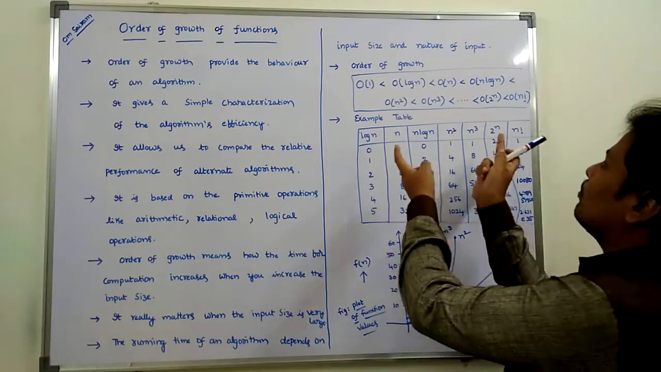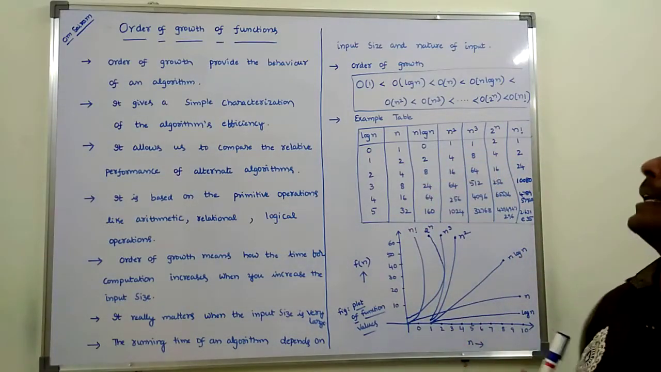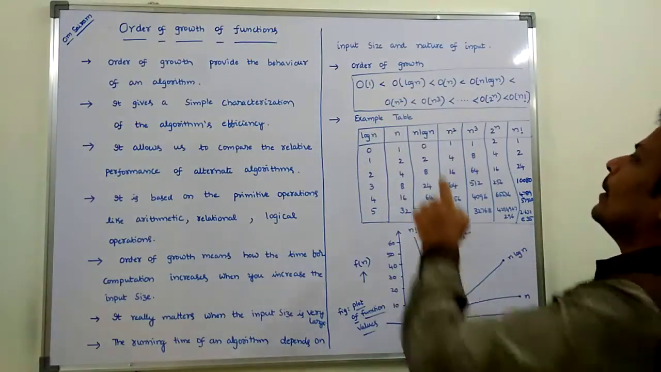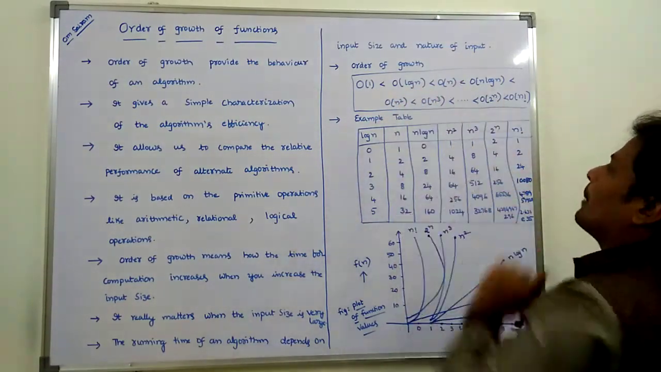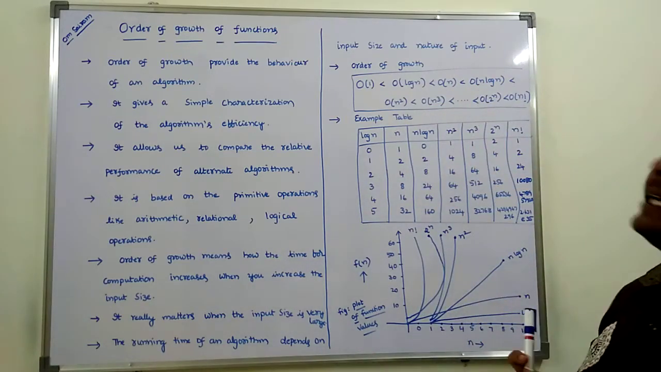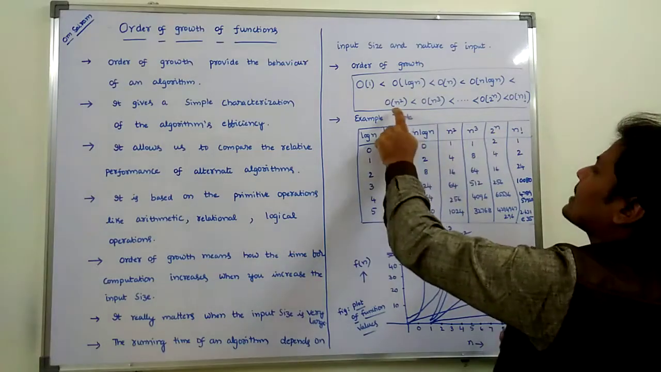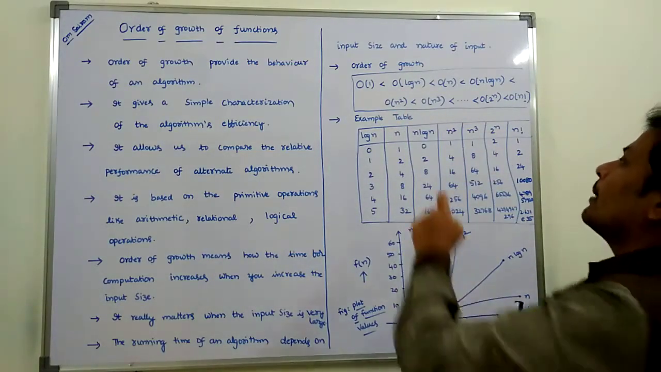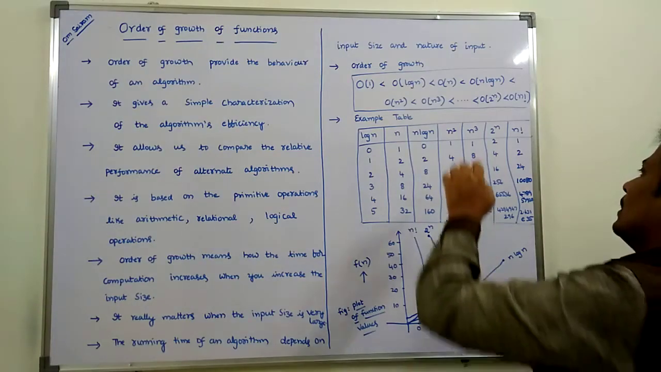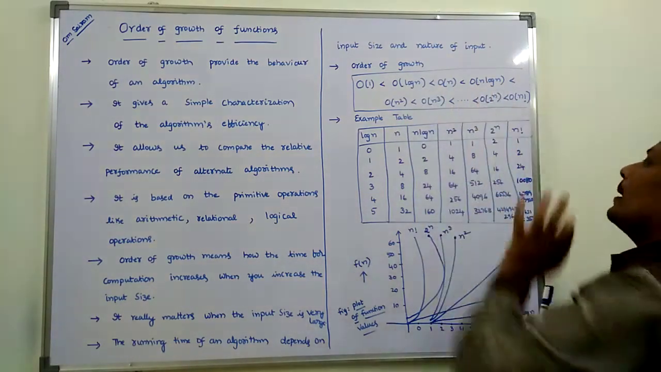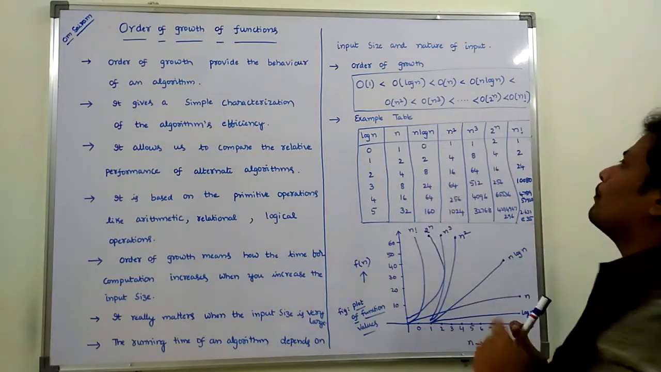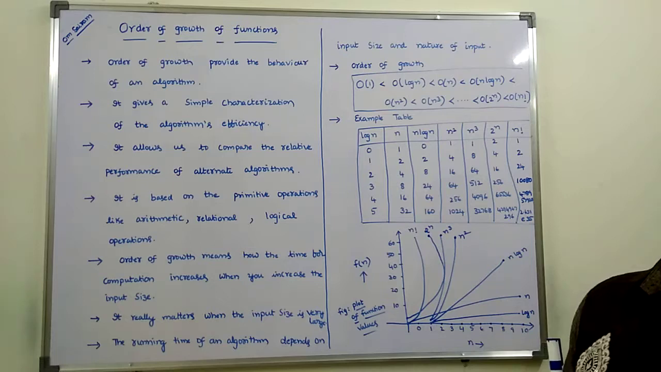So the relation between these functions is: big O of 1 less than big O of log n, big O of log n less than big O of n, big O of n less than big O of n log n, big O of n log n less than big O of n square, big O of n square less than big O of n cube, big O of n cube less than big O of 2 power n, big O of 2 power n less than big O of n factorial.